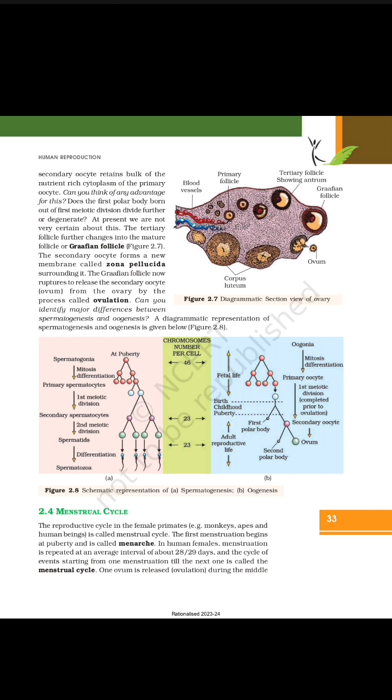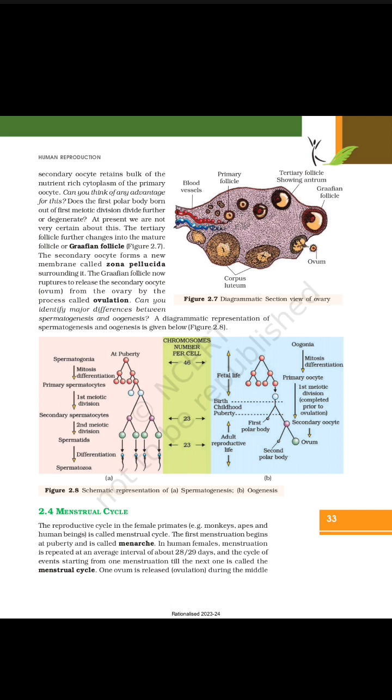Does the first polar body born out of the first meiotic division divide further or degenerate? At present, we are not very certain about this. The tertiary follicle further changes into the mature follicle or Graafian follicle. The secondary oocyte forms a new membrane called zona pellucida surrounding it. The Graafian follicle now ruptures to release the secondary oocyte (ovum) from the ovary by the process called ovulation.